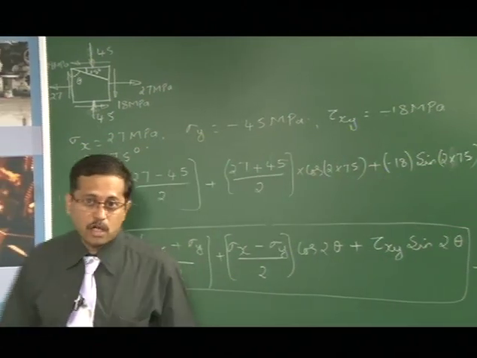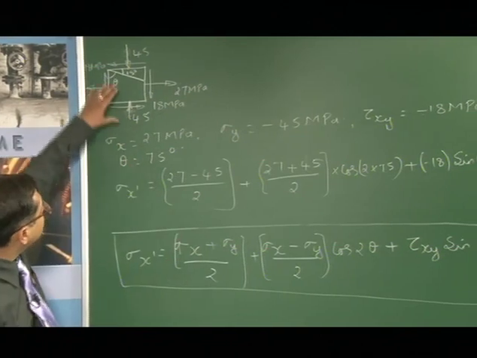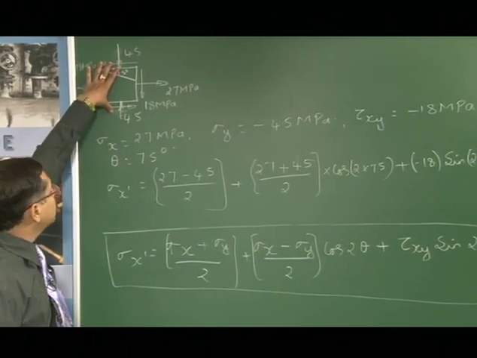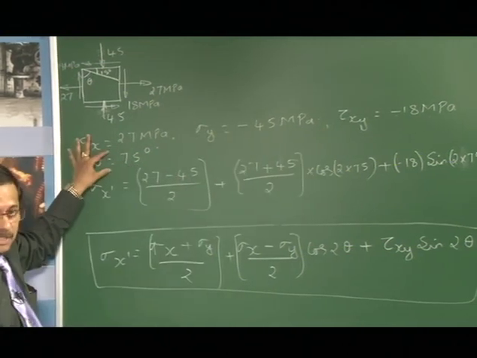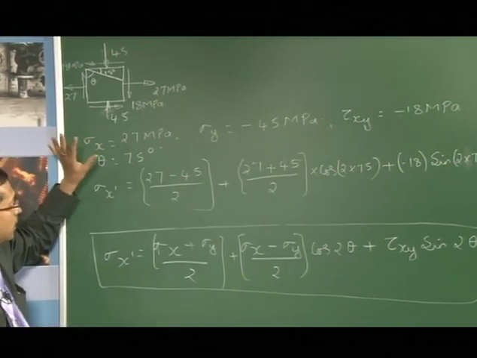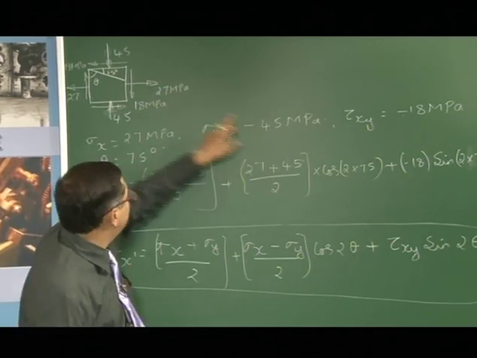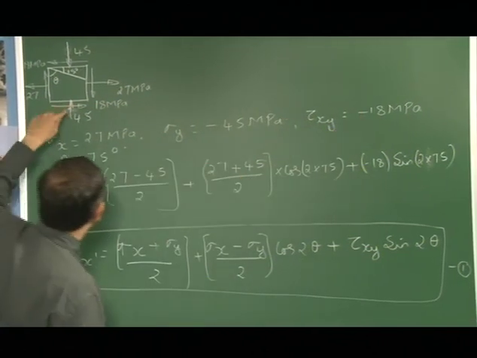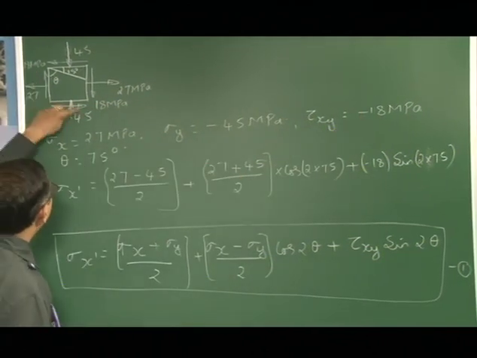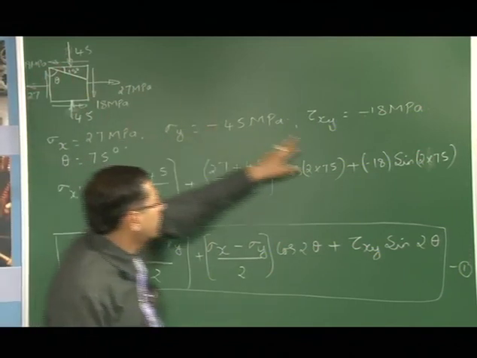So, this is the equation we have derived. For the given plane stress, we have found sigma x, sigma y, and the angle theta. With the sign convention, we have taken sigma x as positive because it is tensile, sigma y as negative because it is compressive, and tau xy as negative because when we derived it, we took the sense of tau xy in the opposite direction as indicated here. So, we have taken it as negative.